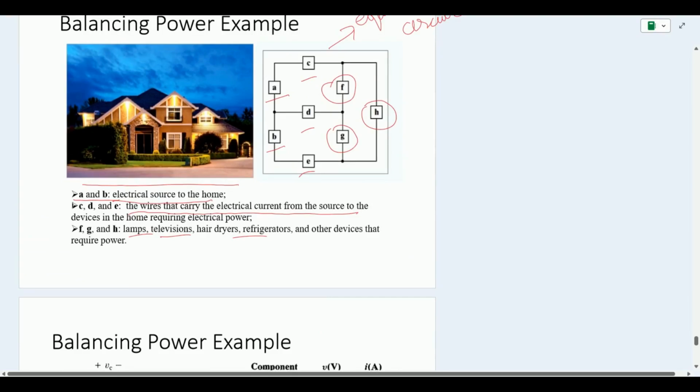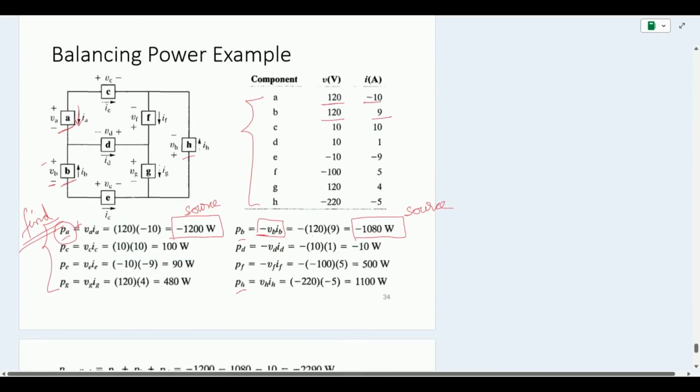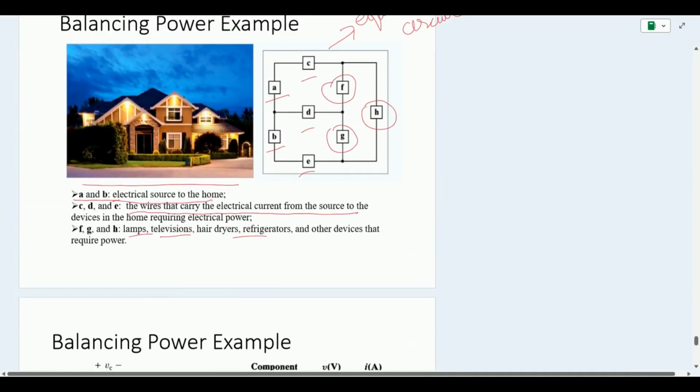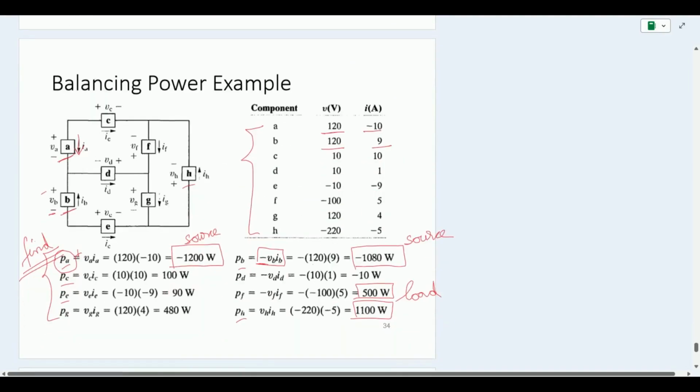So similarly, you find the powers for the remaining elements C, D, E, F and G, and you will get that whenever we have a positive sign with the power, this means that it is a load. In this case, F and H were the appliances, so we can confirm F and H are basically the appliances, and appliances basically are called consumers, or they are load to the system. So in this way, you find all the powers associated with this circuit model and the table provided using the passive sign convention.